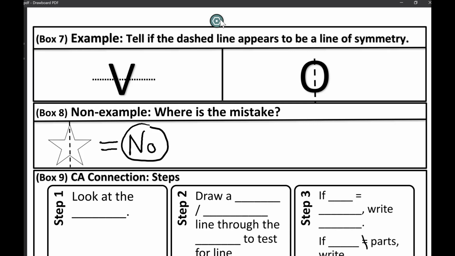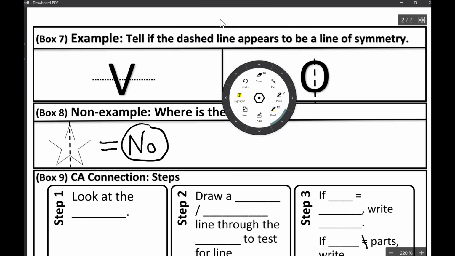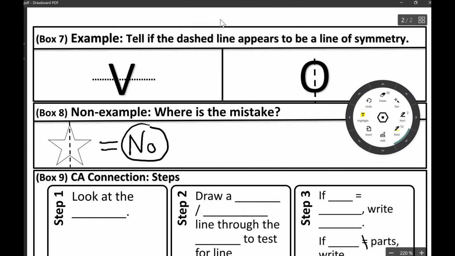So going into box 7, our example, tell if the dashed line appears to be a line of symmetry. Alrighty, well, if I'm looking at our first example, I have the letter V, okay, and horizontally going across it, right, I have my line of symmetry. And what they're saying is, if we were to cut that V shape right across the middle of it going horizontally, would it produce two equal parts? And the answer is no. Okay, this is not a line of symmetry. Okay, because when we fold it, you're going to have the two ends of it, okay, these ends, and then you're going to have this end.